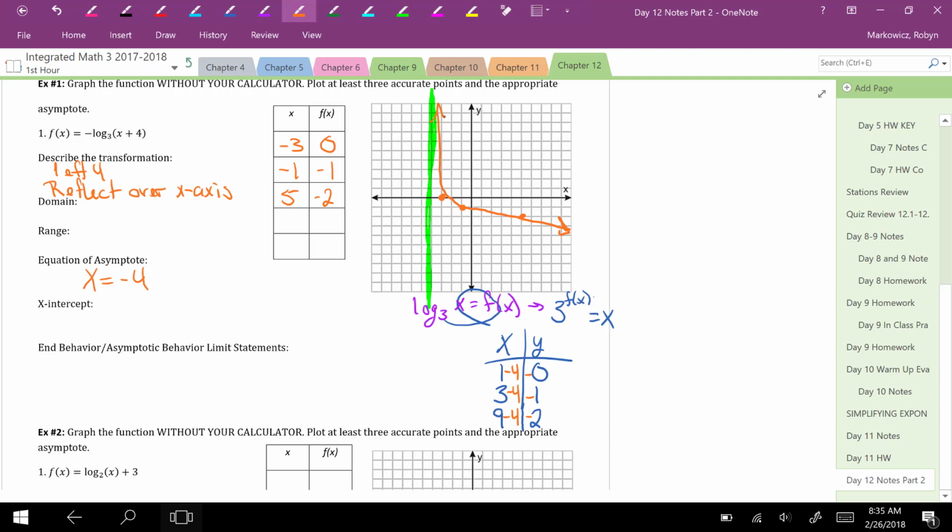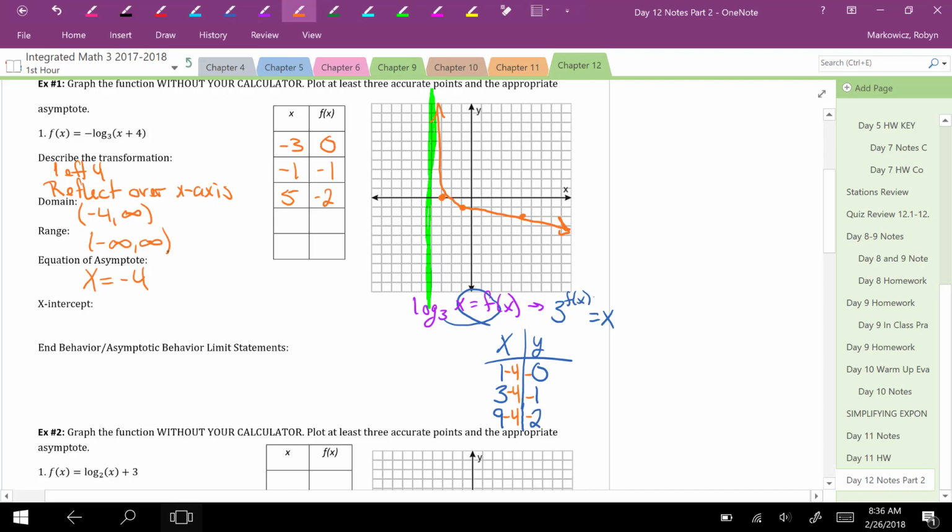What is my domain of this logarithmic function? What are your x values? Where do we start? Negative 4 to infinity. Good. Do I include negative 4? No. And range for a log? Negative infinity to infinity, all real numbers.